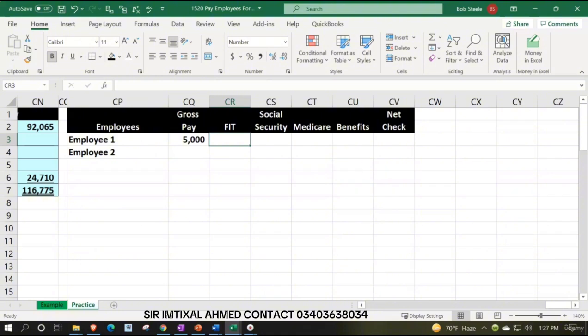So I'm going to just assume at this point that the federal income tax is going to be about 15%. So I'm going to take the gross pay, 5,000 times 0.15. That's not a standardized amount. That's just an amount that we're going to be using here. It would be dependent on basically the W-4 information.